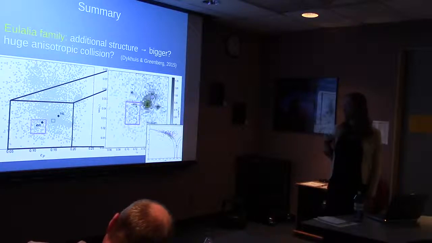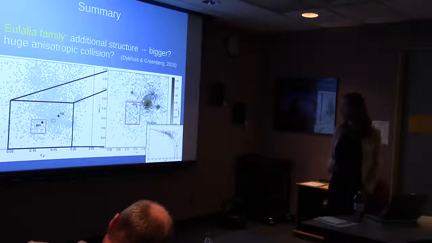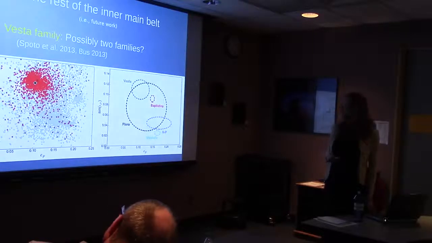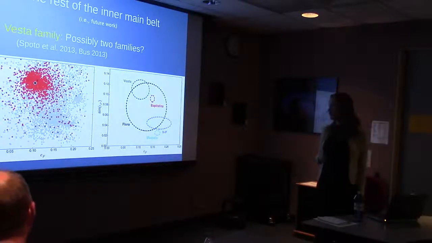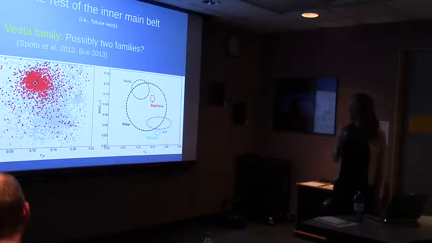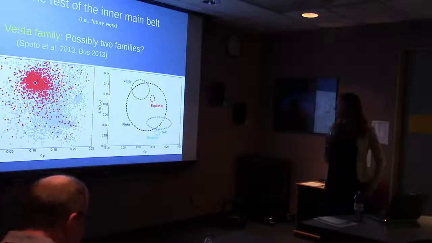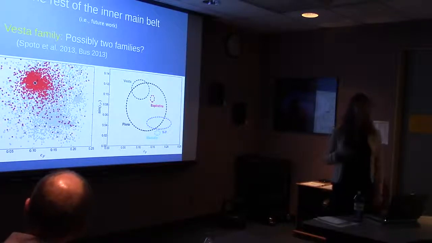And then the Eulalia family could possibly be two components here, one that we've missed. So that is the result there. And now future work studying the nearby families. The Vesta family, which we talked about, could possibly be 2 different families, which is important for meteorite connections and exploration of the actual surface of Vesta itself.